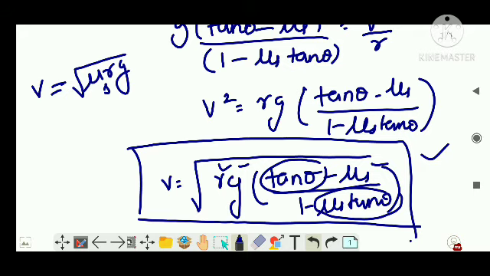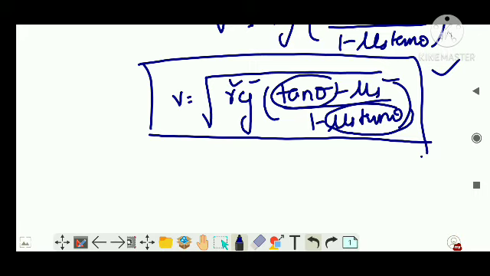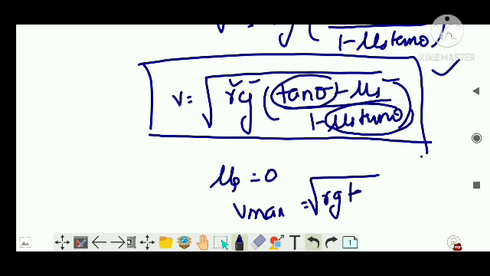Clear? So when you say the road is smooth, when the road is smooth, mu s will be 0. There is no friction. Then maximum velocity in this case becomes root of rg tan theta. Take it as a special case.